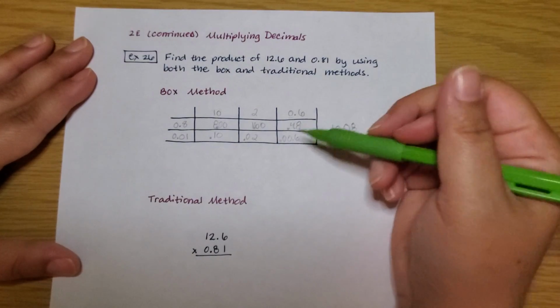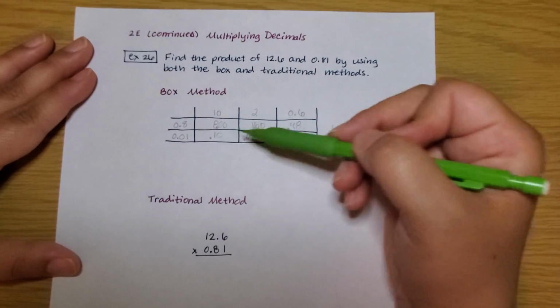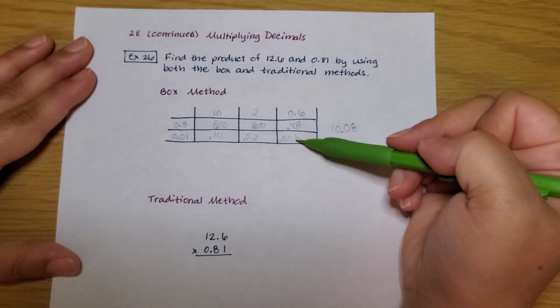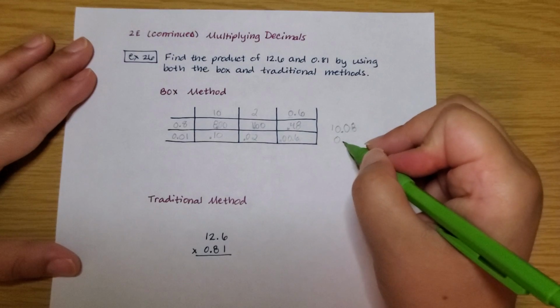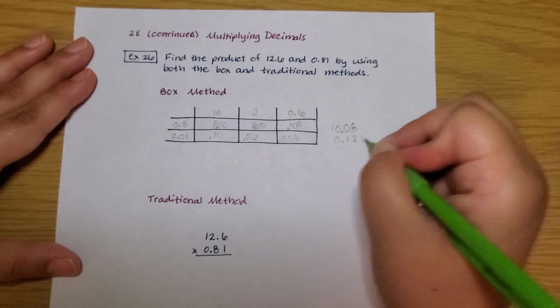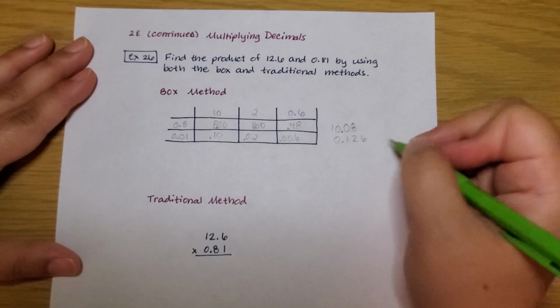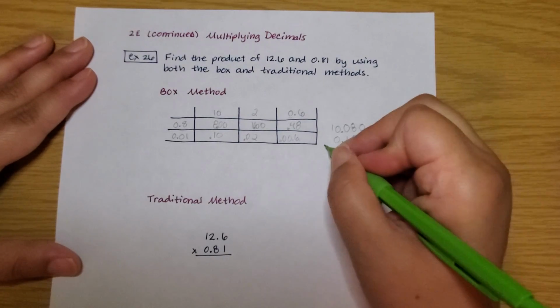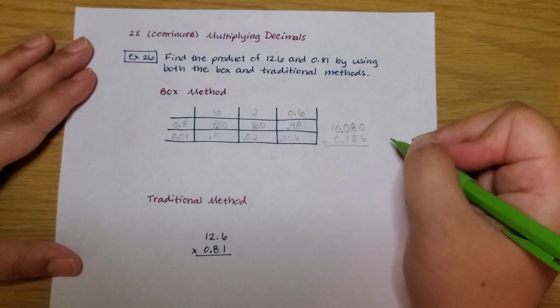All right, now down here, I've got a tenth, 2 hundredths, and 6 thousandths. So that's a bit easier to add together. A tenth, 2 hundredths, and 6 thousandths. Put a placeholder here and add going down.